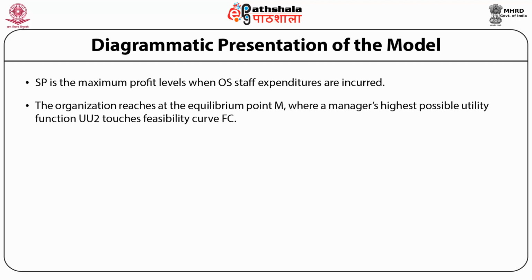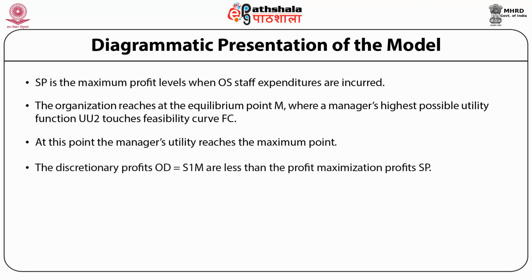The organization reaches the equilibrium point M, where a manager's highest possible utility function UU2 touches the feasibility curve FC. At this point, the manager's utility reaches the maximum point. The discretionary profits OD, equal to S1M, are less than profit maximization profits SP. But the staff emoluments OS are maximized.